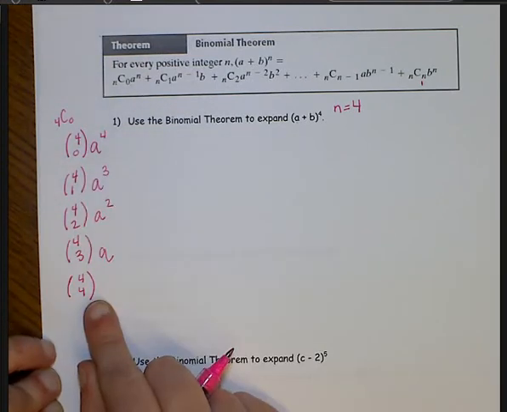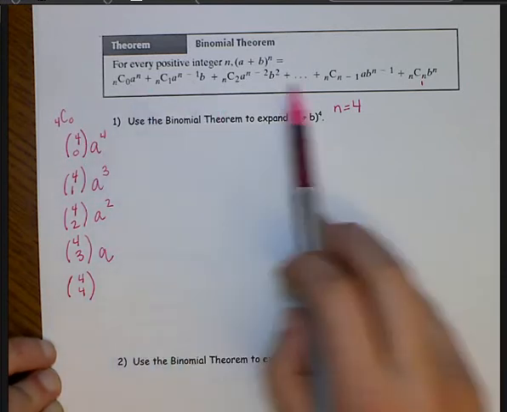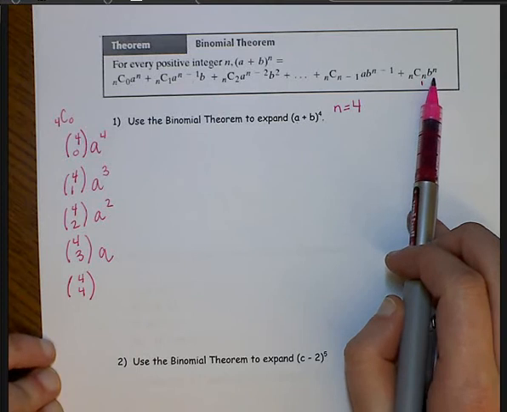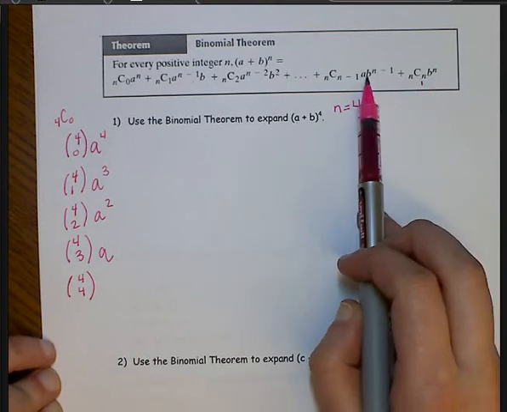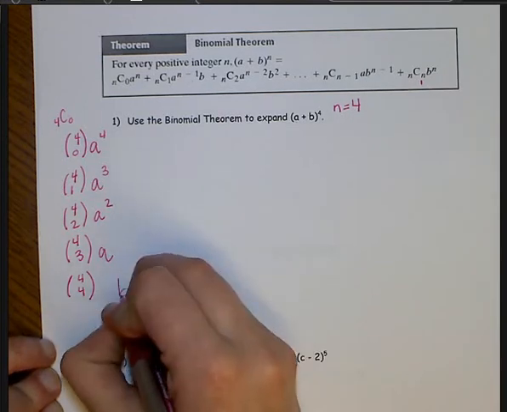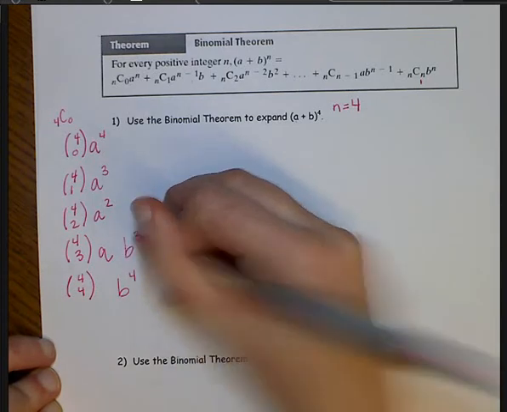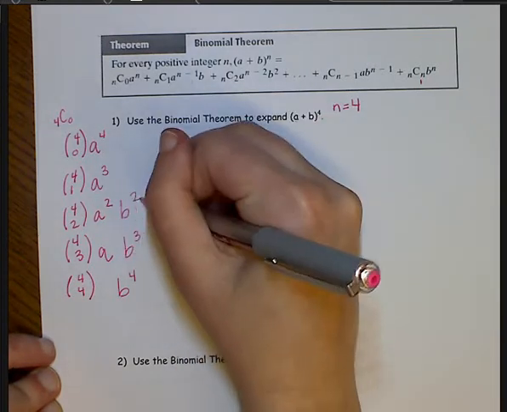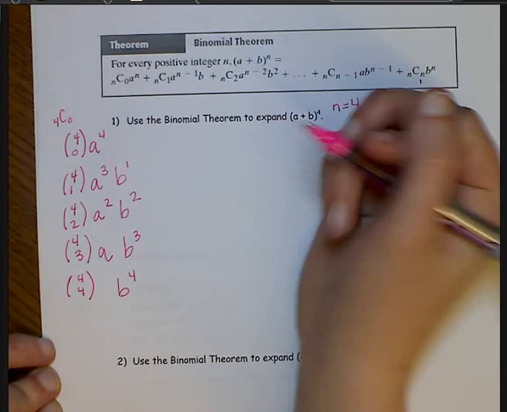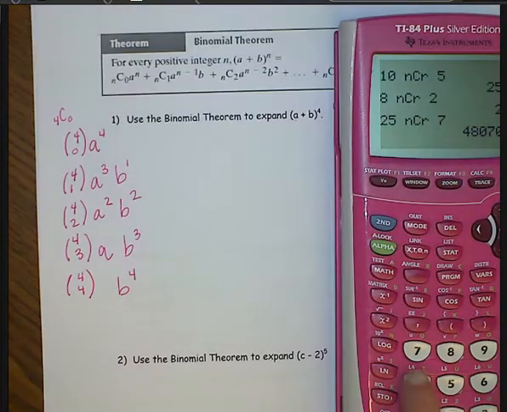Okay? For our b term, if you look in our formula, we have b to the n as our last term, and then if we work backwards, we have b to the n minus 1. So here we're going to start at the bottom with b to the 4th, and go up and write b to the 3rd, b to the 2nd, b to the 1st, and then again in the top term we're not going to have any terms with b. Okay? So now I can use my calculator to calculate my combinations here.